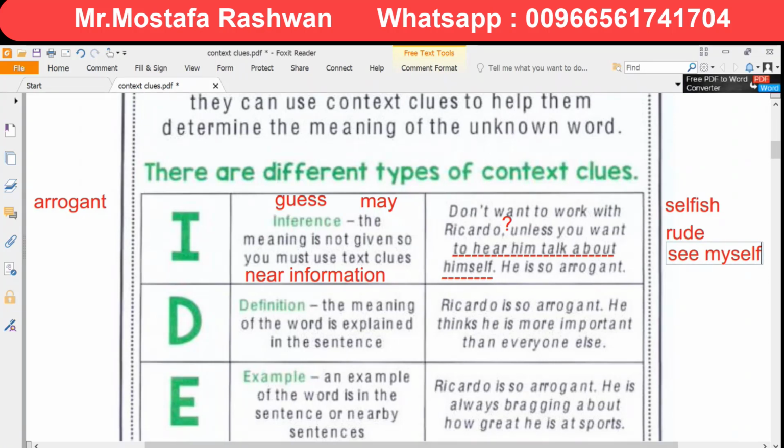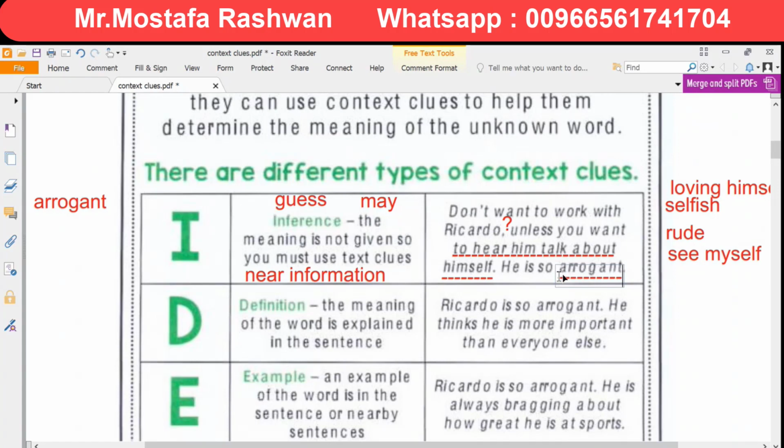I always see myself. I don't see others. I always believe in what I say, and I always don't like to listen to others. Okay, this person is rude, selfish, as you said. Somebody who is selfish, who is only loving himself. This is a character that can be described as arrogant.